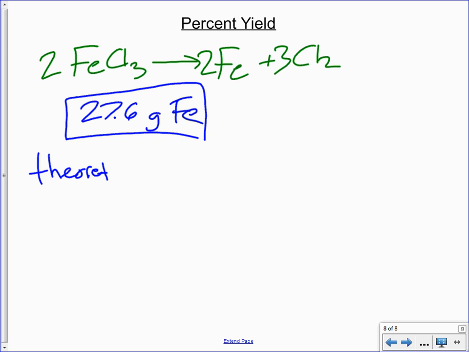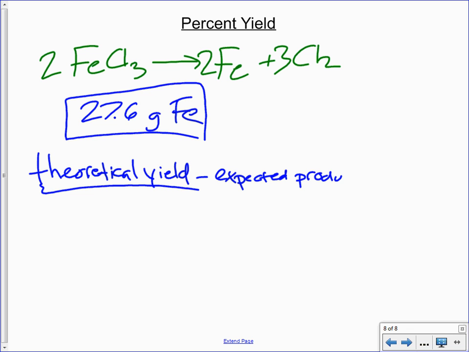Well, we call this value the theoretical yield. Okay? Theoretical yield is the expected product from a chemical reaction. Alright? So, that's our theoretical yield.